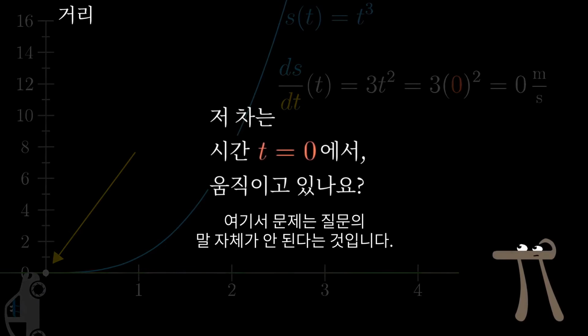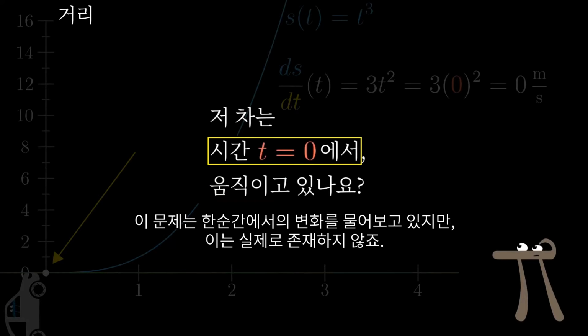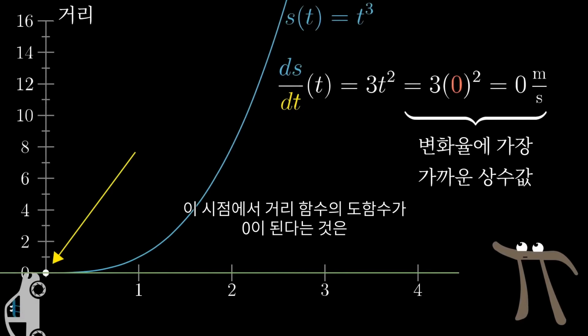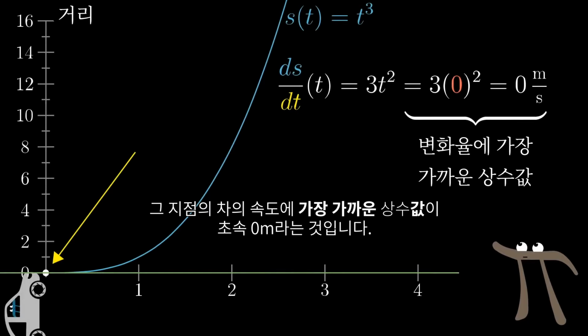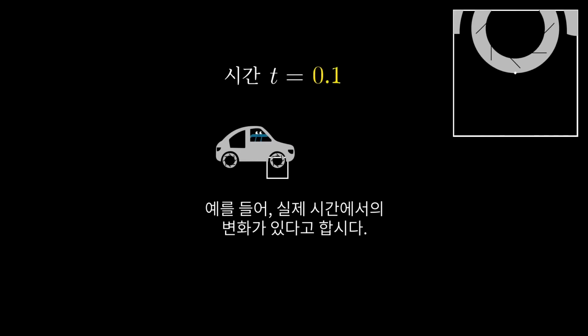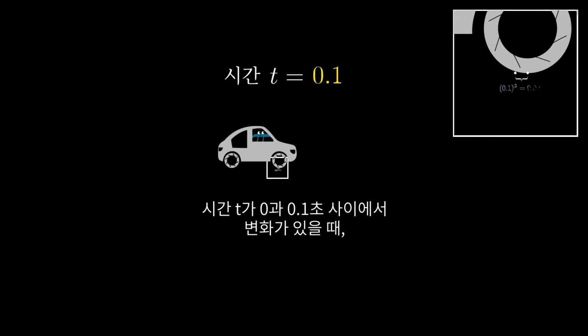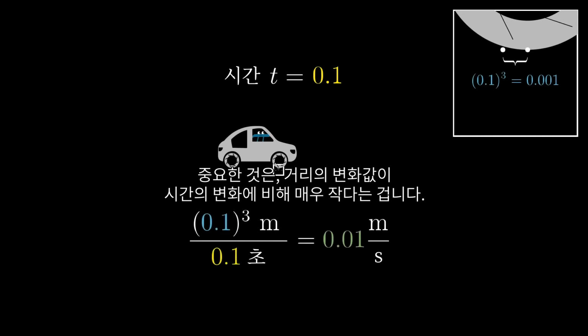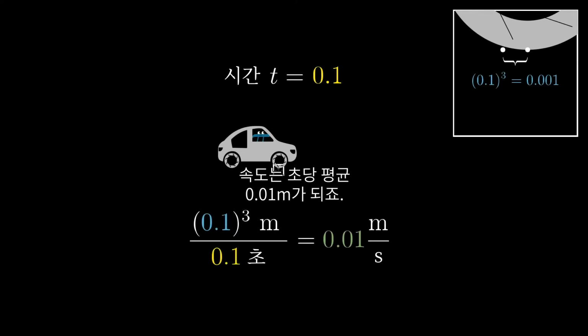The issue is that the question makes no sense. It references the idea of change in a moment, but that doesn't actually exist. That's just not what the derivative measures. What it means for the derivative of a distance function to be 0 is that the best constant approximation for the car's velocity around that point is 0 meters per second. For example, if you look at an actual change in time, say between time 0 and 0.1 seconds, the car does move. It moves 0.001 meters. That's very small, and importantly, it's very small compared to the change in time, giving an average speed of only 0.01 meters per second.